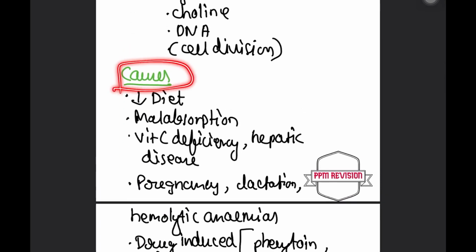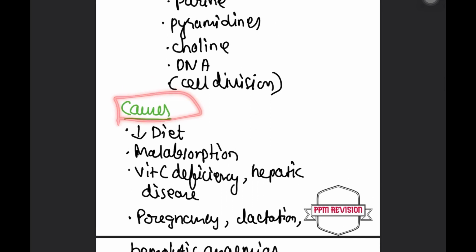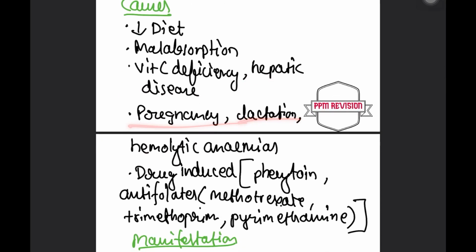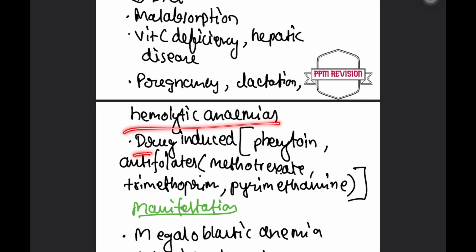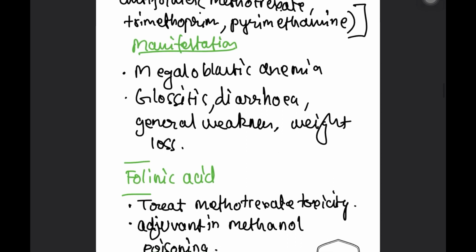What are the causes which result in folic acid deficiency? The deficiency can be due to decrease in dietary intake, malabsorption, vitamin C deficiency, hepatic disease, pregnancy, lactation, that is, when the requirement is more, and hemolytic anemia. It can also be drug induced, that is phenytoin, anti-folates like methotrexate, trimethoprim, and pyrimethamine. Then talking about manifestations, it can manifest as megaloblastic anemia, glossitis, diarrhea, general weakness, and weight loss.